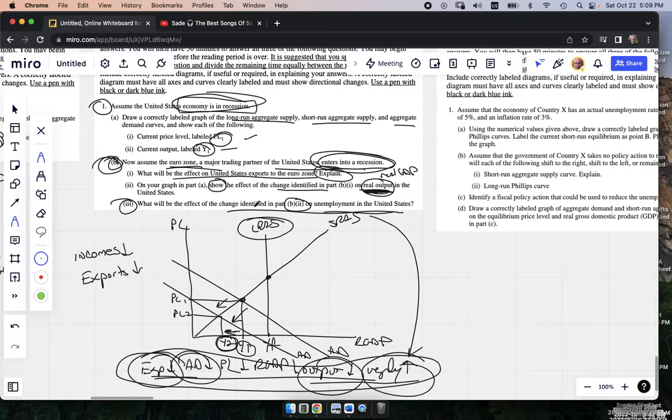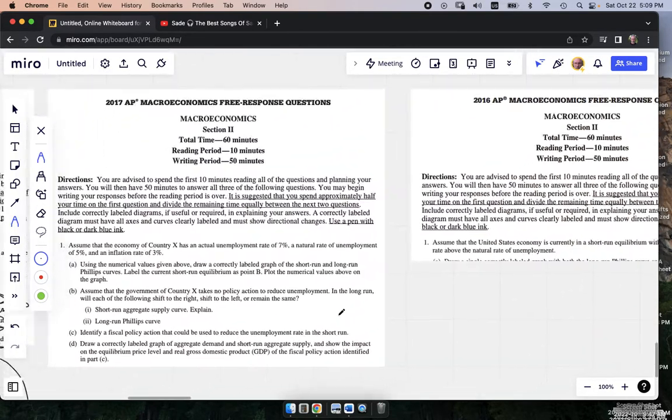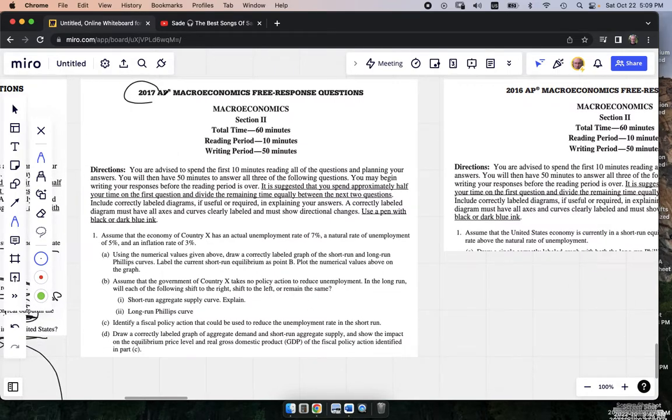What will be the effect of the change identified in unemployment? Yeah, we would just say unemployment went up. That's easy enough. I was looking for something a little tighter there, but that's fine. All right, 2017. Let's see if we can do it.